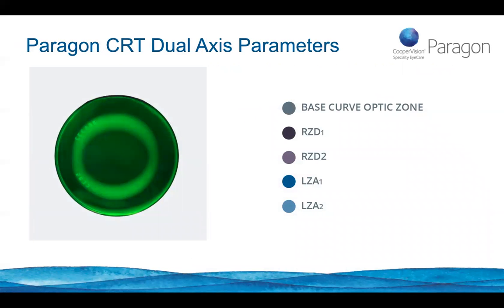Just to introduce briefly CRT dual axis parameters, now if you look carefully, you can see that there are 2 laser marking sections on the lens. There's one in the upper left RZD portion and one in the lower left RZD portion. So the secondary lower left RZD portion actually stands for an RZD2 or an LZA2. We'll discuss a little bit later on in dual axis lenses, but I wanted to introduce the concept here in the beginning.